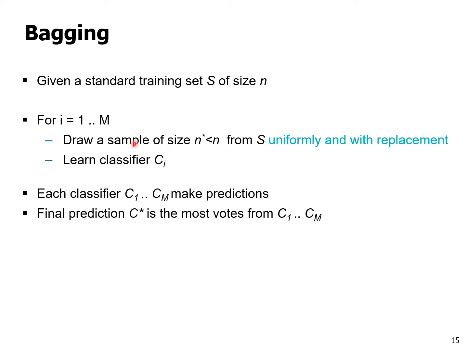Now you have m different samples. Then you build a classifier Ci for each sample, so you have m different classifiers. For a new data point, each classifier makes a prediction, and finally, the final prediction is the most voted class from the classifiers.